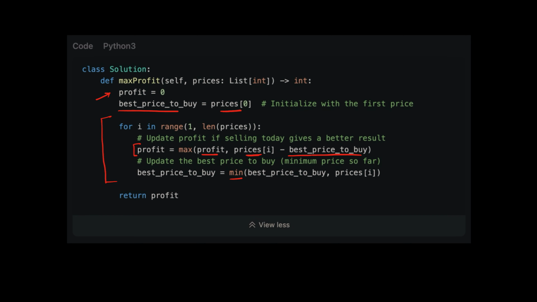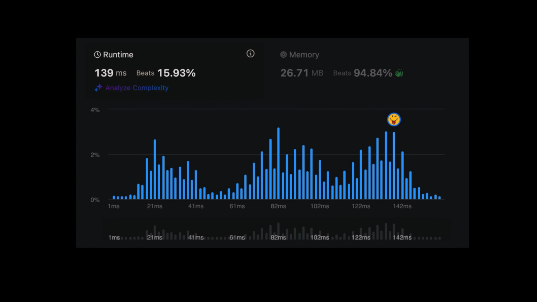So using the min operation between the best price to buy and the current price of the stock, whichever is smaller will be saved back into this variable. After the for loop is complete, we will return profit as our output. This code when submitted on LeetCode beats nearly 16% of the submissions in terms of runtime and nearly 95% in terms of memory.